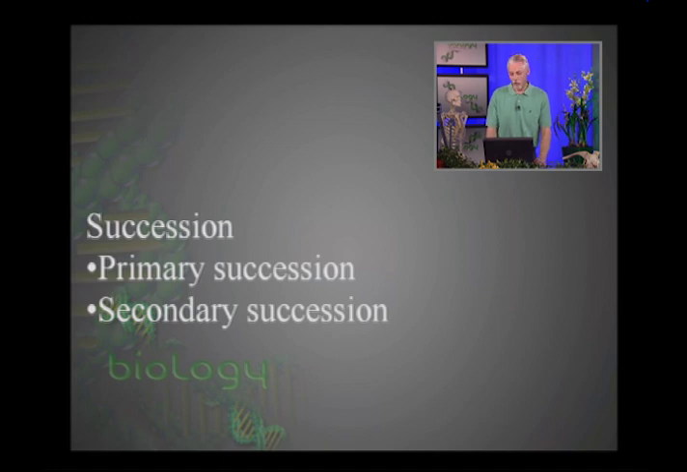And so there are two types of succession that we generally recognize. Primary succession, which begins on bare rock, or at least a place where there's been no previous vegetation, and secondary succession, which begins on previously existing soil or a place where there has previously been vegetation.